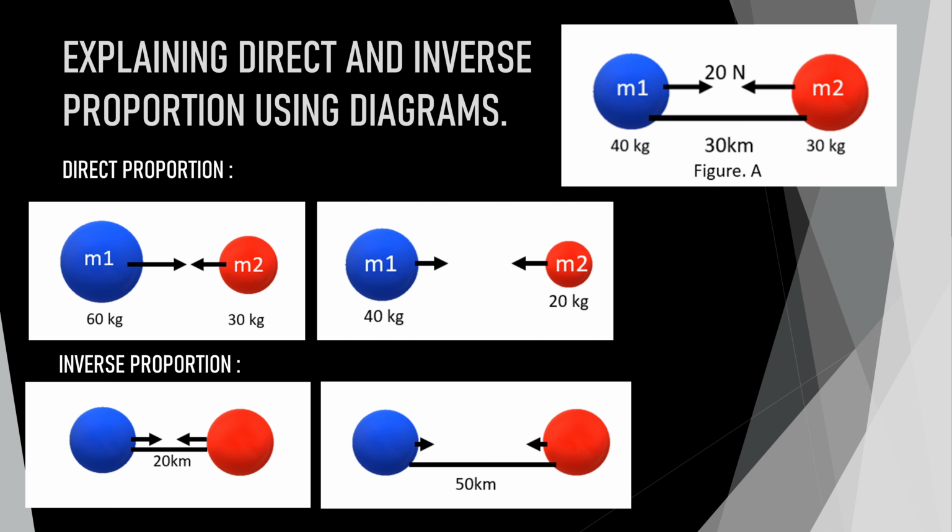Now, in the first picture of inverse proportion, we can see that the distance between the two objects decreased and the force increased. And in the second picture, the distance increased and the force decreased.